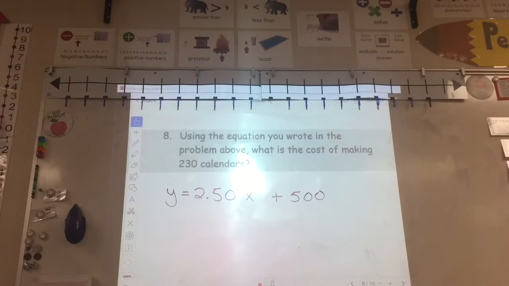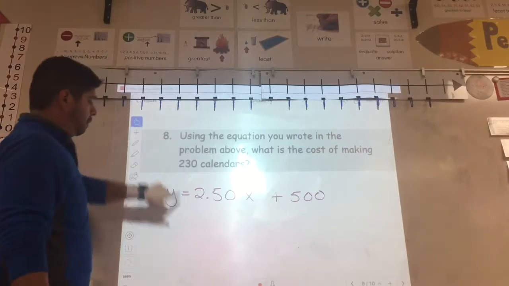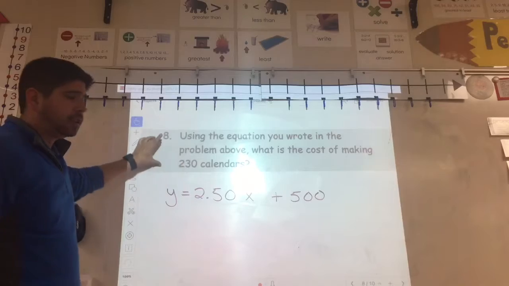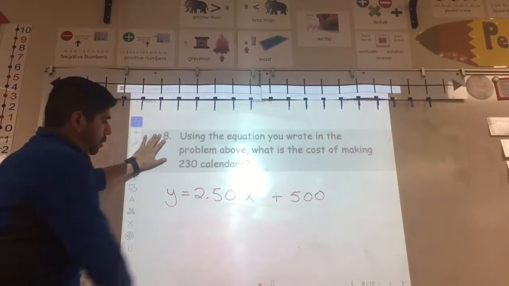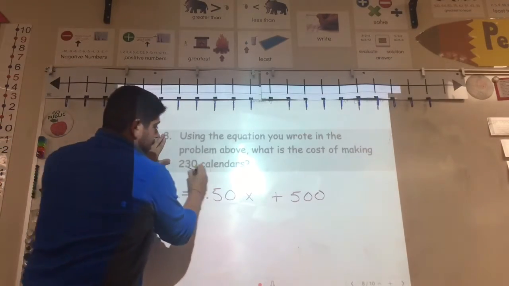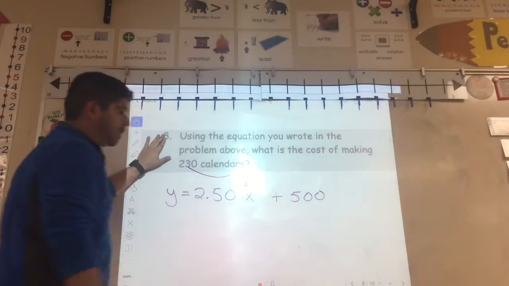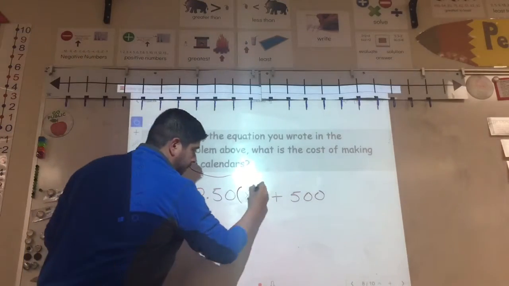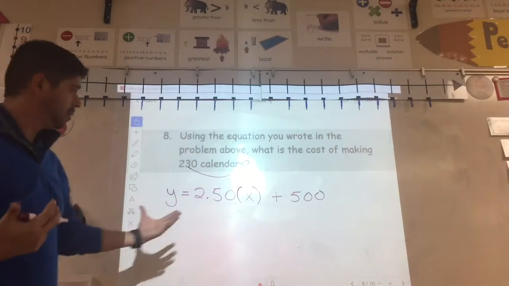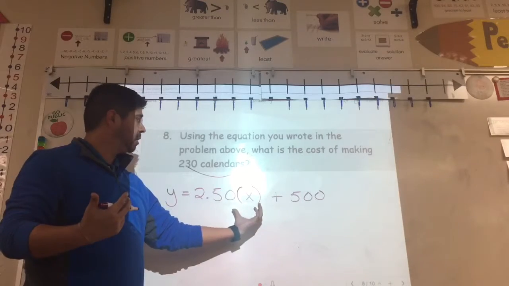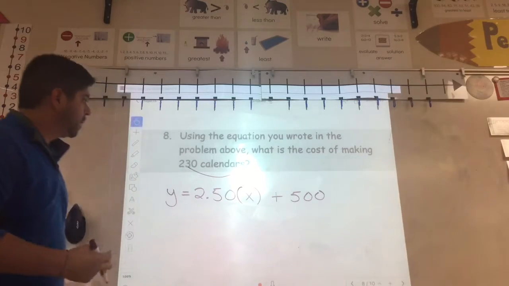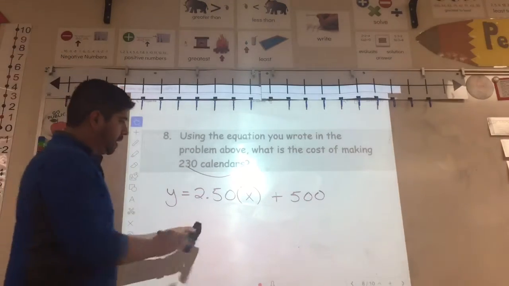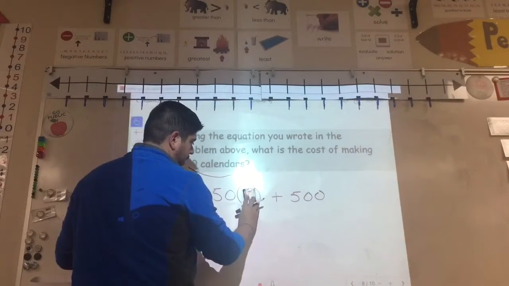Okay, so number 8 says, using the equation you wrote in the problem above, which is this right here, what is the cost of making 230 calendars? So when you're given a problem like this, all we're going to do is substitute. 230 is going to go where the x is. So this is really saying $2.50 times however many calendars we're printing, plus $500. In this problem, we're going to print 230 calendars. So instead of x here, we're going to erase that, or you can rewrite it.